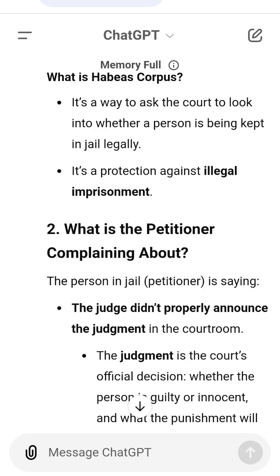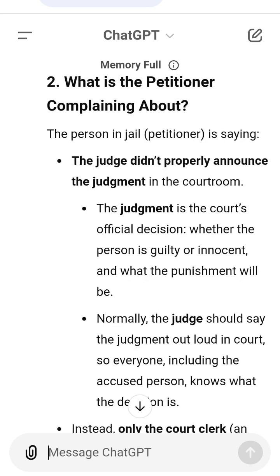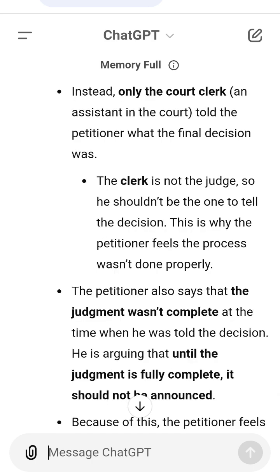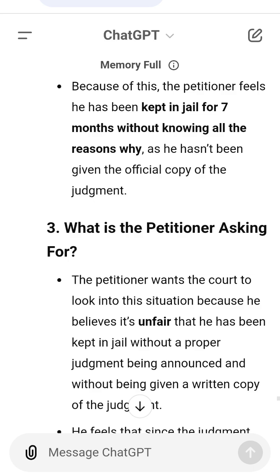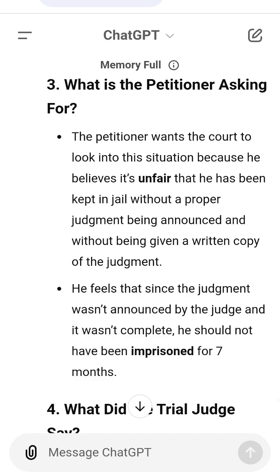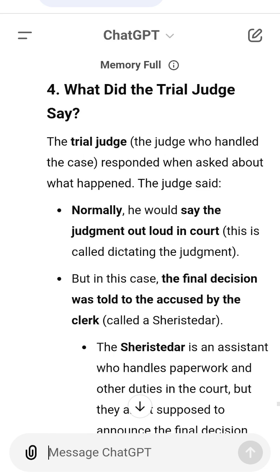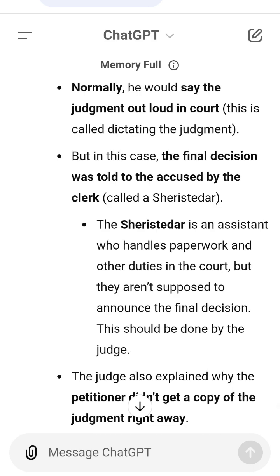Imagine you are in a school competition and the teacher has to announce who won. But instead of the teacher announcing the winner, a school assistant who shouldn't be announcing the result comes and says you lost and you will be punished for doing something wrong. You want to hear it directly from the teacher because that's the rule. Plus, the score sheet, which explains why you lost, isn't ready yet, so you can't even see why you're being punished. You feel this is unfair because the process wasn't followed correctly, and you're being punished without knowing exactly why.